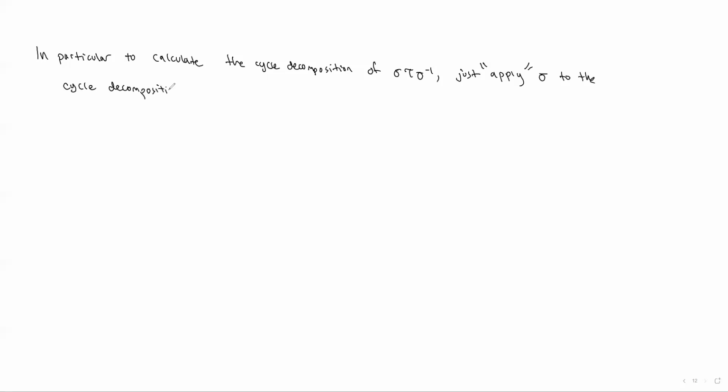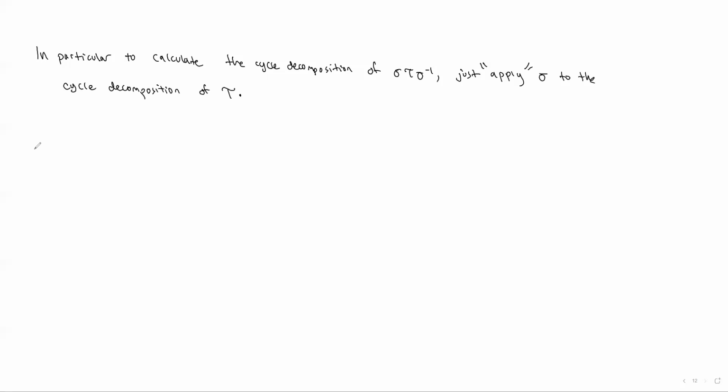But in particular, to calculate the cycle decomposition of sigma tau sigma inverse, just apply sigma to, well, I should put it in quotations because it's not clear exactly what I mean, but it's clear from the example. You just apply sigma to the cycle decomposition of tau.